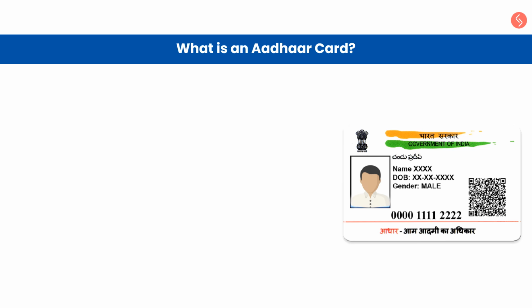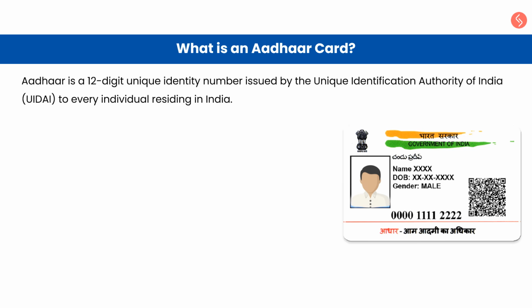Social security integration in India has been addressed through several initiatives. For all these initiatives, the prerequisite is Aadhaar card. Let us now understand what is an Aadhaar card. Aadhaar is a 12-digit unique identity number issued by the Unique Identification Authority of India, UIDAI, to every individual residing in India. The Aadhaar card has many features.